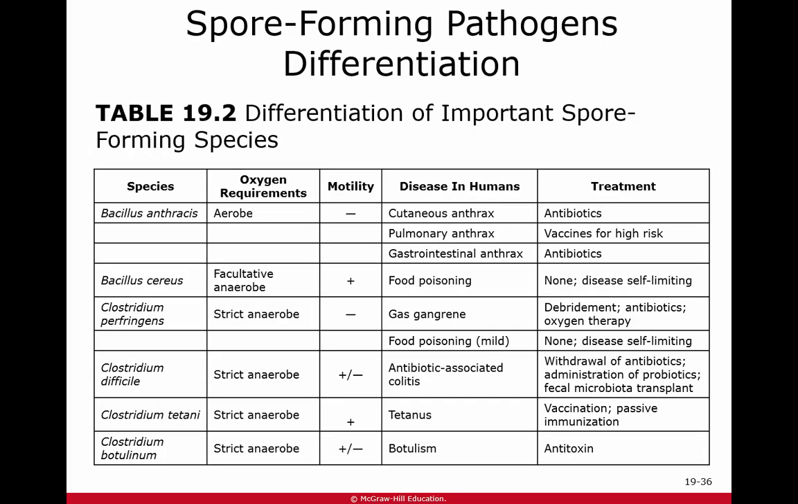So here are the spore-forming pathogens. Again, it kind of gives you the species. It tells you whether it has oxygen requirements, meaning is it aerobic, anaerobic, facultative. It tells you treatment, and it tells you what diseases are caused.